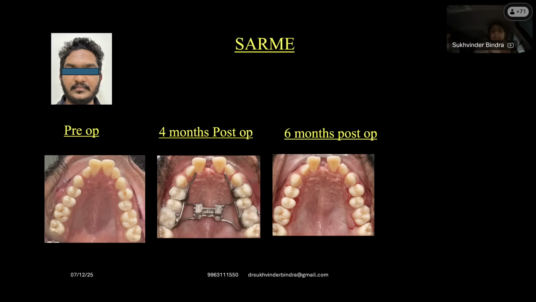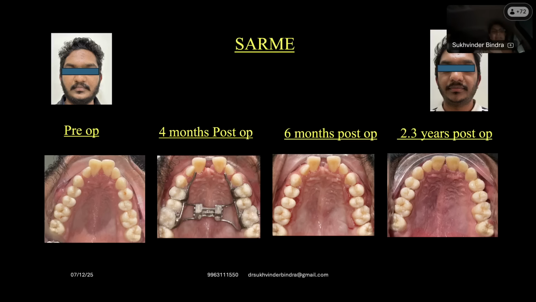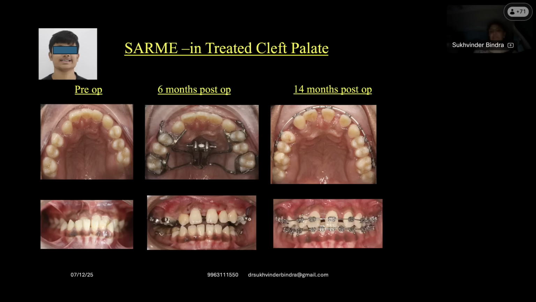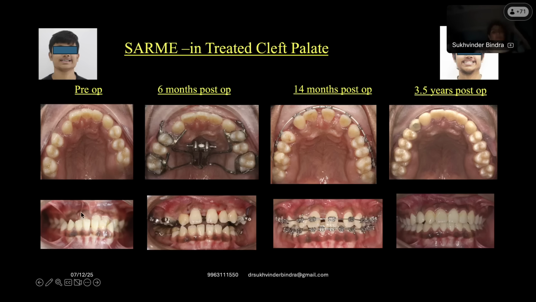A 32-year-old male patient, and you can see a significant change after 2.5 years, not only in the jaw, but in the symptoms also. SARMI was done in a treated cleft palate patient also, where you can see when he came pre-operatively, you couldn't see any maxillary tooth. So it was not only the width, but the anterior-posterior deficiency was also there. So when we widened and we protracted a little bit, this is the final result, where you can see good enlargement of the jaw, and you can see all the anterior teeth.